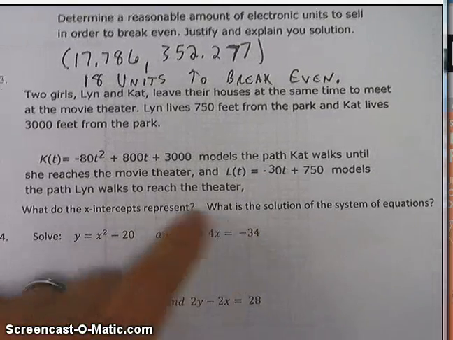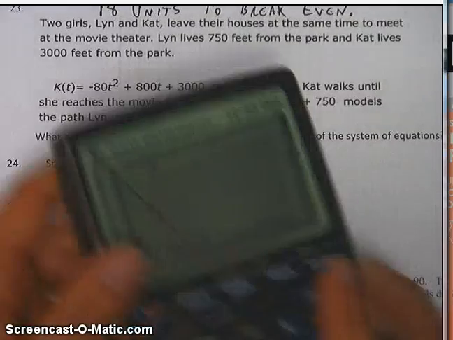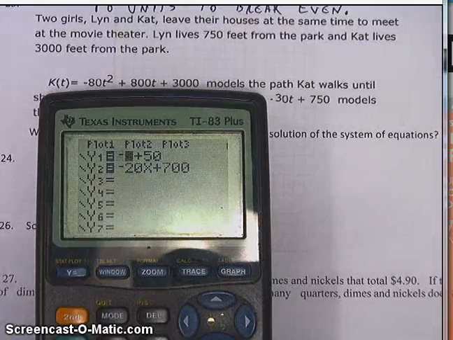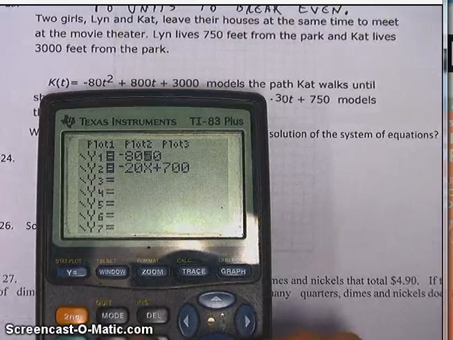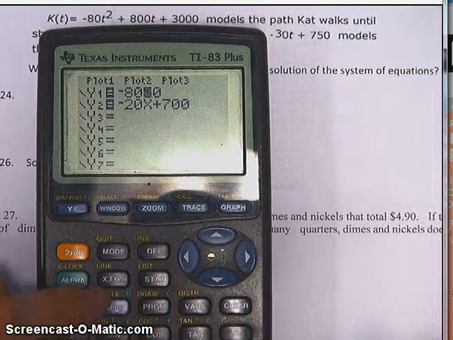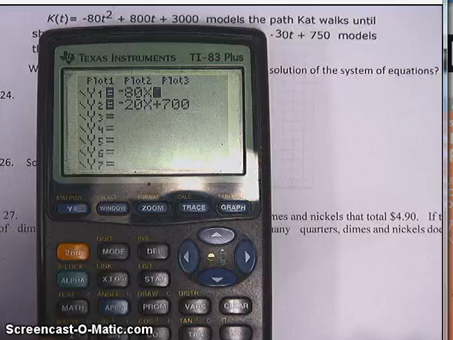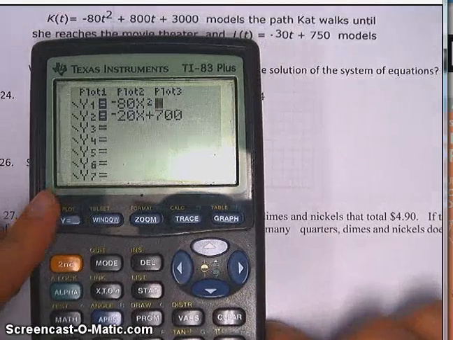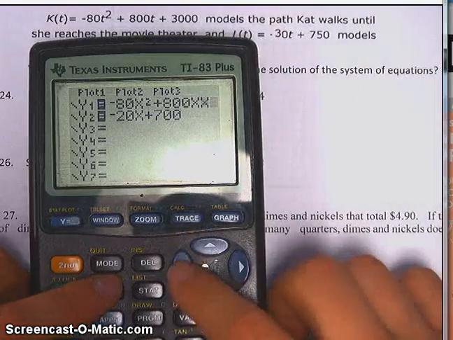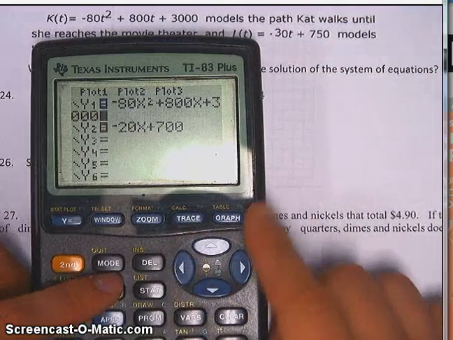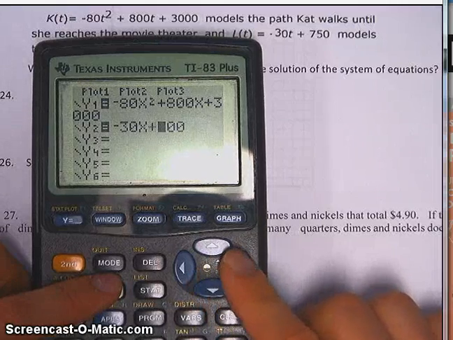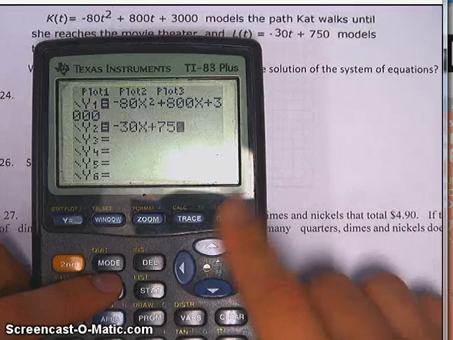So before I answer these questions, I want to go ahead and graph this thing on the calculator. And I'm going to do -80. Now your calculator does have a T button, but it happens to be the same as the X button. So I'm going to make that -80x squared plus 800x plus 3,000. And the second equation is -30x plus 750. I'm going to go ahead and graph this thing.